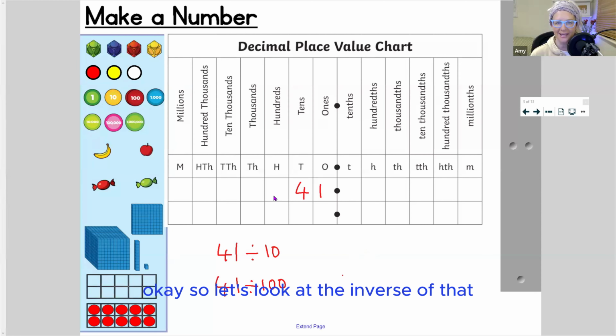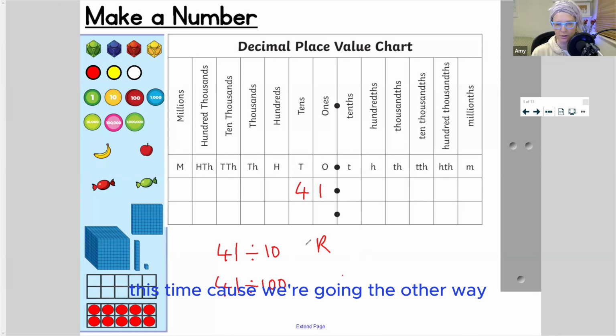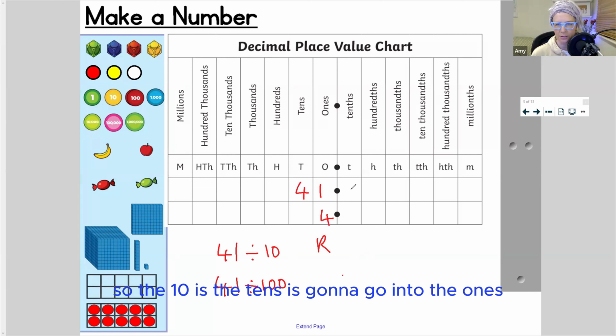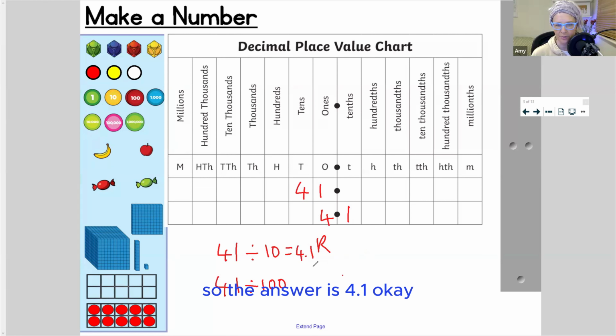Okay, so let's look at the inverse of that. So for this, we've got 41, 4 tens and 1 one. We're going to divide it by 10. So we're going to move the digits 1 place right this time because we're going the other way. So the tens is going to go into the ones. The ones is going to jump over and become a tenth. So the answer is 4.1. Okay, the value of those digits has changed because we've divided it by 10.